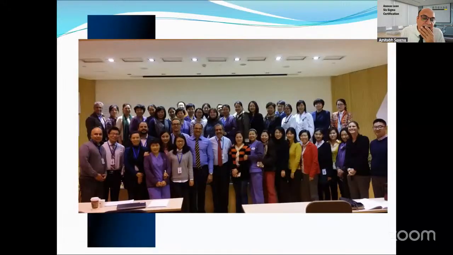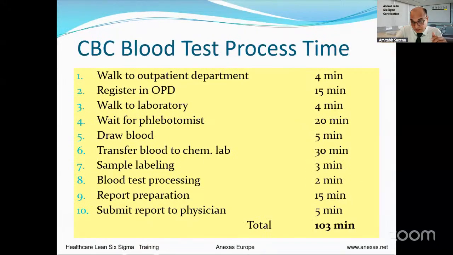Lots of hospitals have done the training, and projects also. Lean Six Sigma is not only about training, it's about doing projects also. So let's say this is a blood test processing time. Any step which the customer is not willing to pay for, any step which is not bringing you closer to the completion, and any step which is not done right the first time, is known as waste. Walking to the OPD department is a waste. Register in OPD, waste. I'm not willing to pay for that. Wait for phlebotomist, waste. These are all waste.